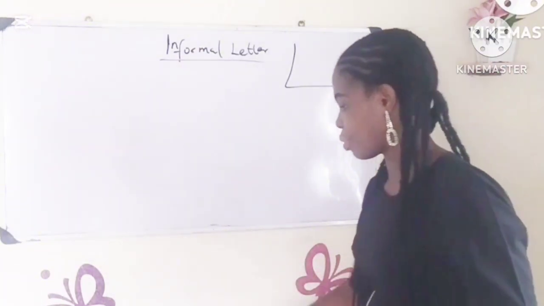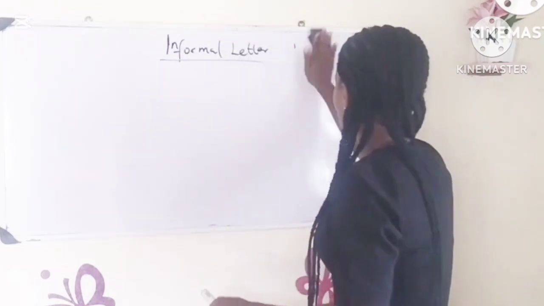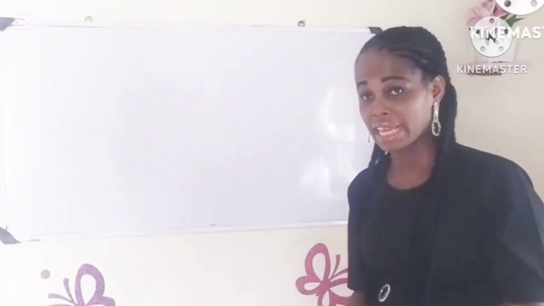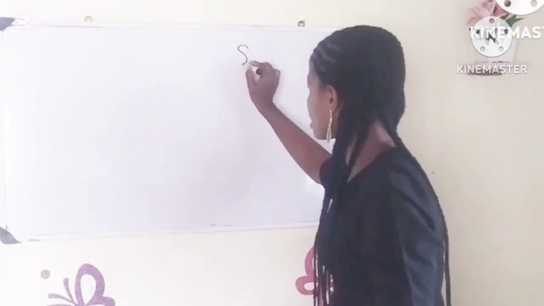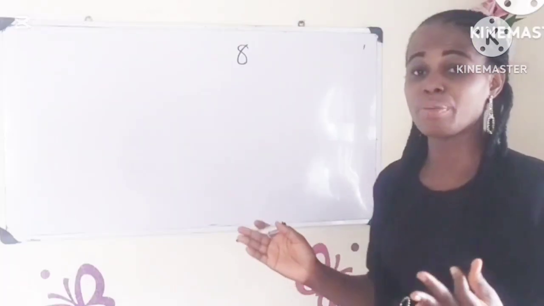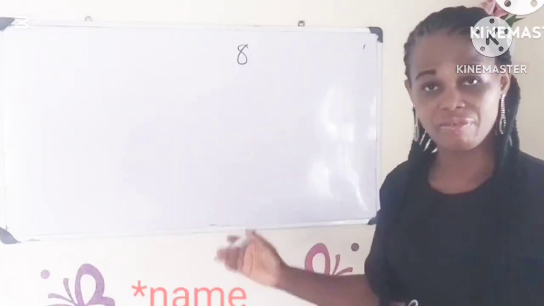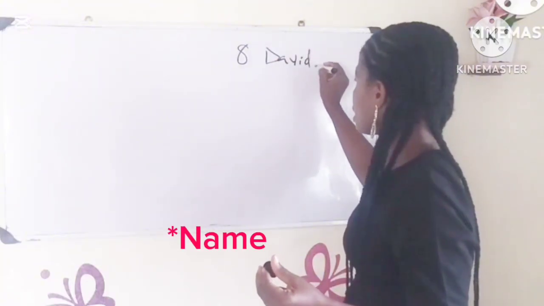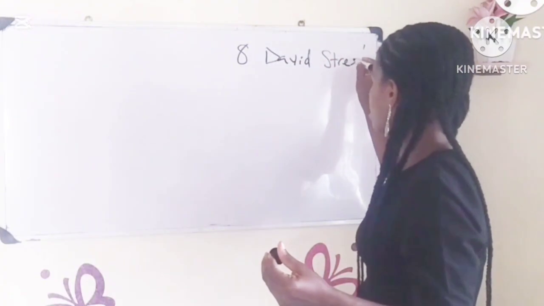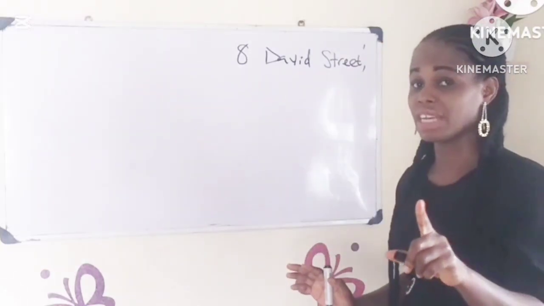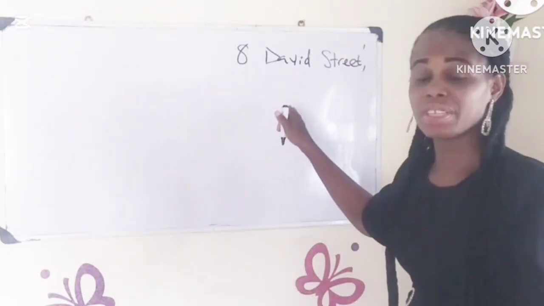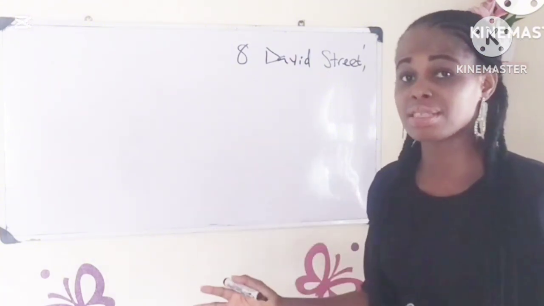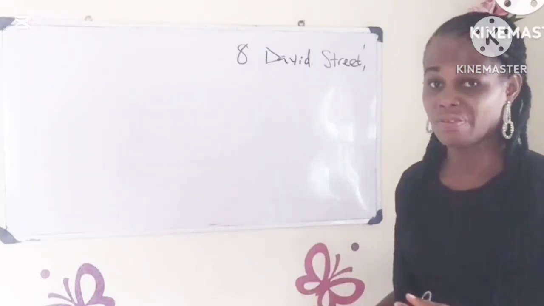Let's say, for example, the number of my house is 8, and the name of my street is David Street. After every line of the address, please mark off with a comma. I know that we have open and close punctuation patterns, but for the sake of your exams, please mark off with a comma because that is what is preferred in WASSCE.